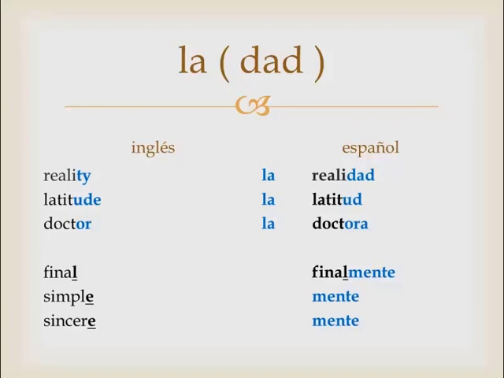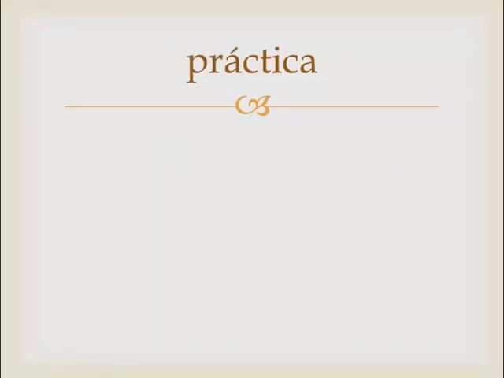If it's an E at the end, like the word simple, same thing. You're just going to keep it: simplemente, simply. In the case of sincere, in Spanish it's an O, sincero. If it ends in an O in Spanish, you have to change it to an A. So any word that ends in an O is going to be A. So in this case, sinceramente, sincerely. So those are the three categories of words that you're going to have with an ly at the end. Those that end in a consonant, an E, or an A. Finalmente, simplemente, or sinceramente.